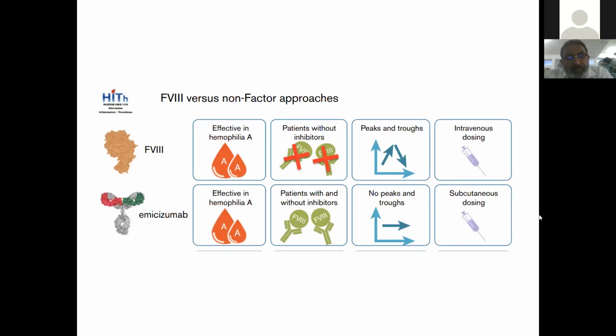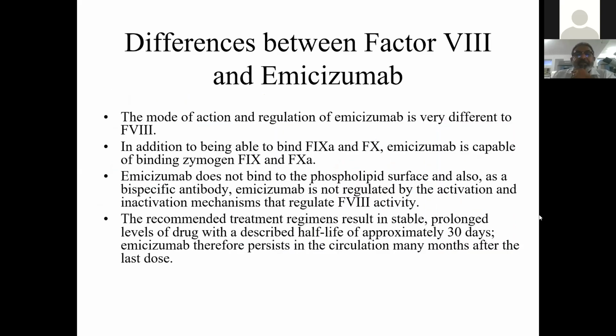So what are the things that we need to keep in mind? Hemostasis is effective in hemophilia like factor VIII. However, even in patients with inhibitors, it's still effective compared to factor VIII. Factor VIII, if you are infusing a concentrate to a patient, will have peaks and troughs, while Hemostasis doesn't have any peak or trough. The factor VIII concentrate is an intravenous dosing, while Hemostasis is a subcutaneous dosing. Subcutaneous dosing has its variability, but they find that there is no issue with that.